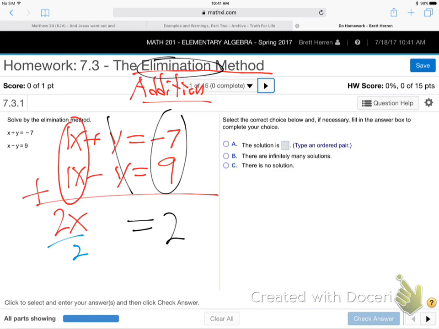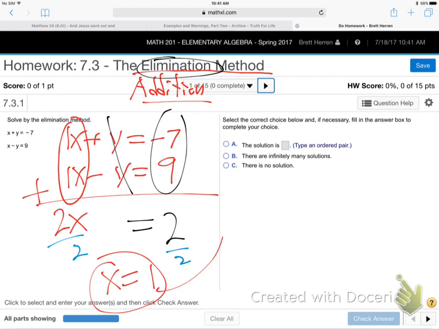Divide by 2. Just divide by that 2, right? And x is 1. So we got x, but we do have to get y also. Even though it dropped out, we can go back and get it. So we've got x. X is 1. We need an answer for x and for y. How do we get the y answer?